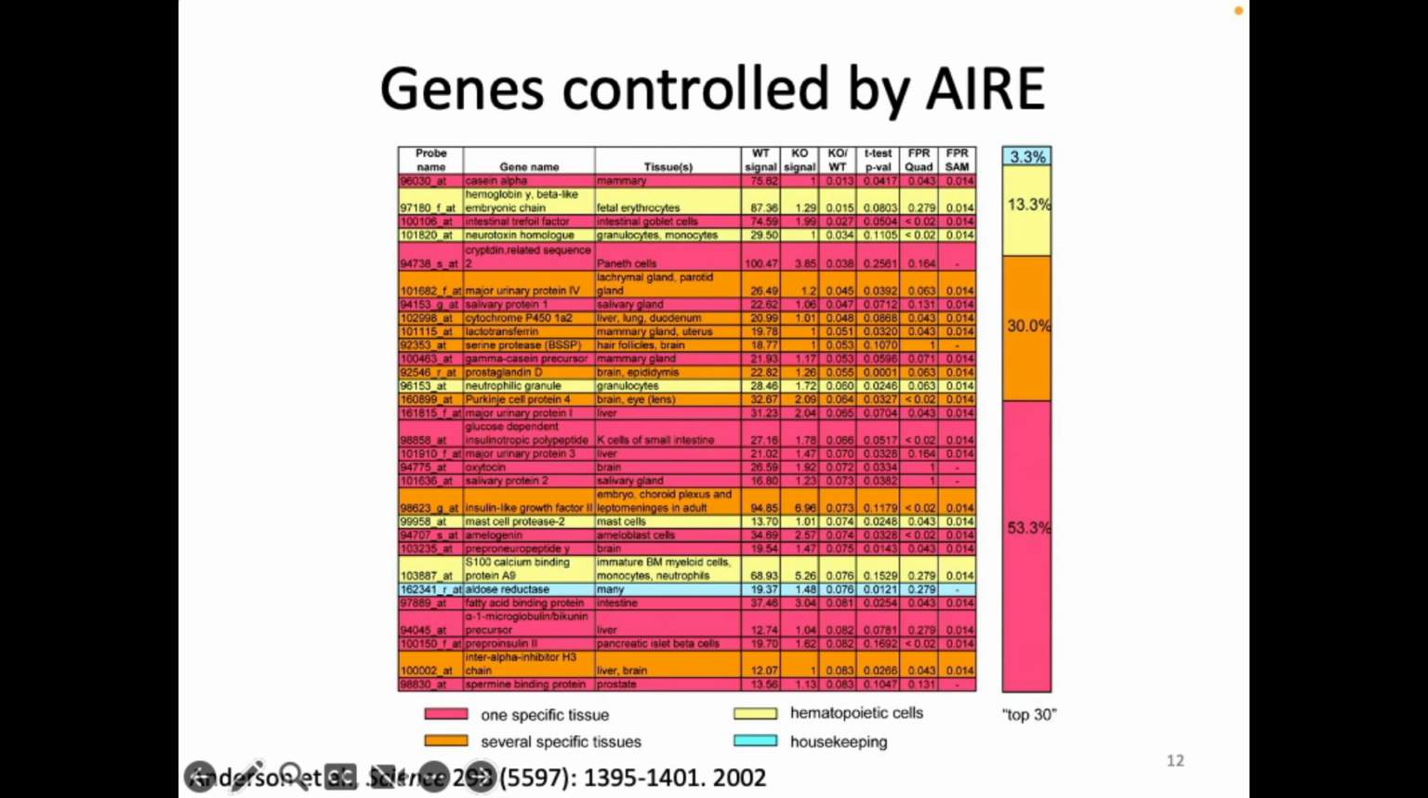So I want you to imagine for a second what might happen in a person who doesn't have AIRE. If you had a person who didn't have this gene AIRE, what might occur with them?